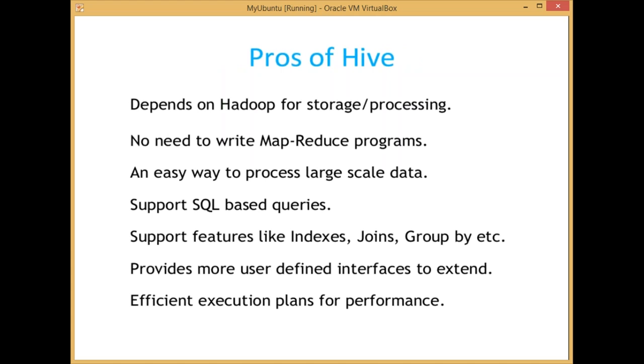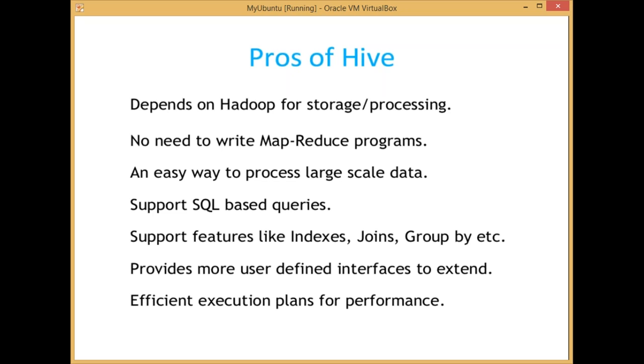So next slide is pros of Hive. The benefits of using Hive. Hive depends upon Hadoop for storage and processing. That means the features which are already available in Hadoop, like splitting your big file into smaller parts, storing those parts distributively on multiple machines, keeping duplicate copies, and while processing, if some system is down, rescheduling of that job on some alternate system. All these features will be automatically available for Hive.